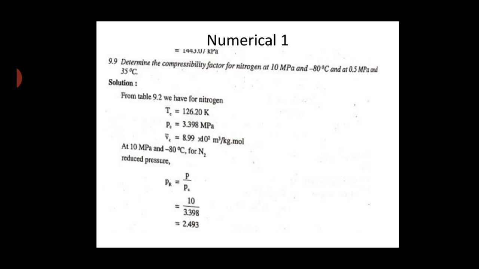Now first condition, at 10 megapascal pressure and minus 80 degrees centigrade for nitrogen. So reduced pressure PR is equal to P divided by PC. Here pressure is given as 10 megapascal and PC is also in megapascal, so there is no need to change any units. So 10 divided by 3.398, we get the reduced pressure as 2.493.